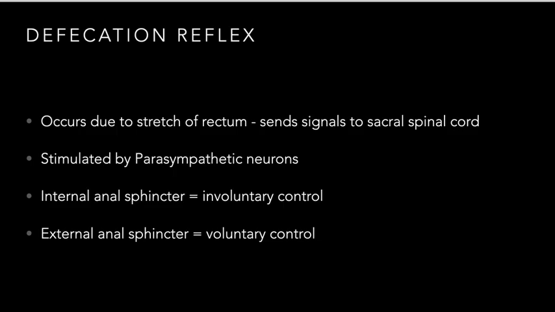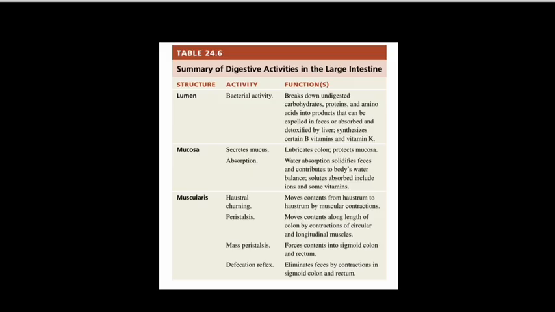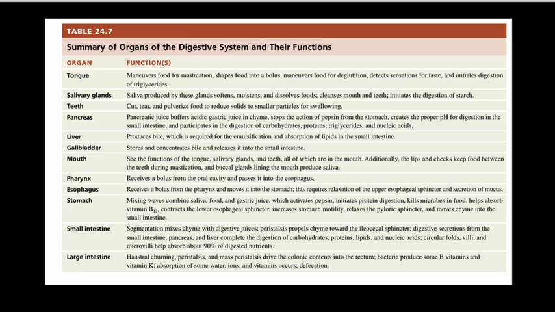So that defecation reflex, again, is going to be important with a lot of your patients with spinal cord and brain injuries. You want to know where that's at because there are two different muscles here that have two different nervous system components controlling them. All right. So a summary of everything that happens in the large intestine is here, table 24.6. And then the summary of everything that happens throughout the digestive system is in table 24.7.